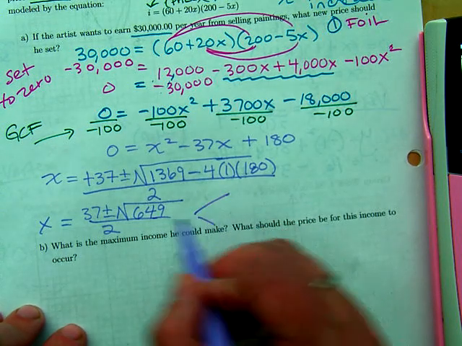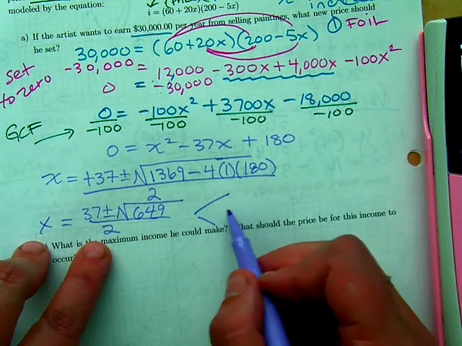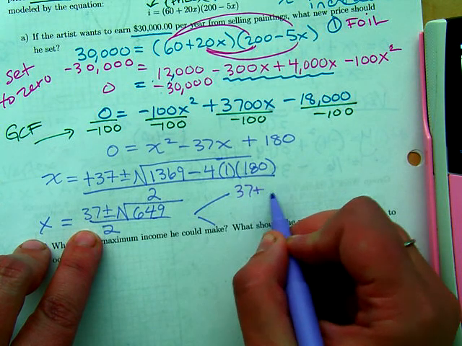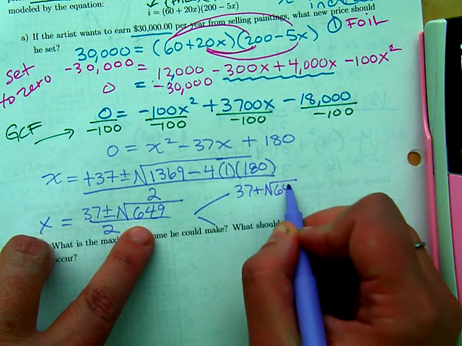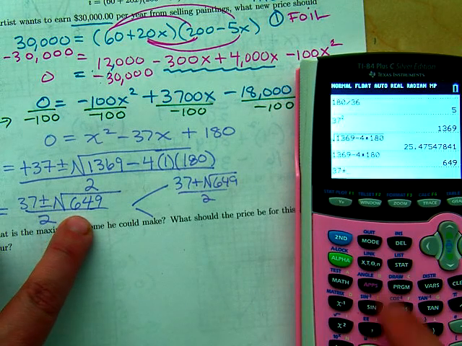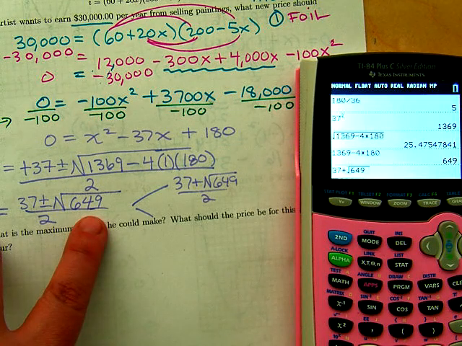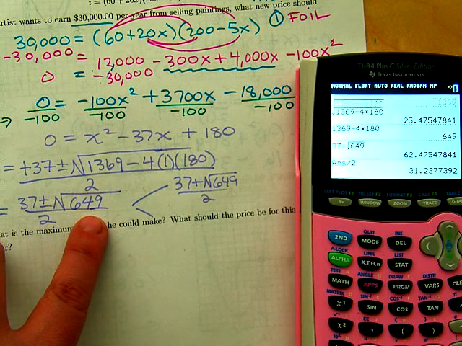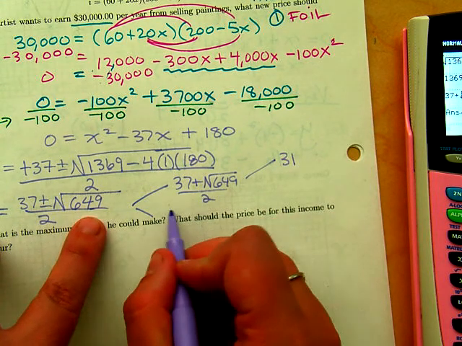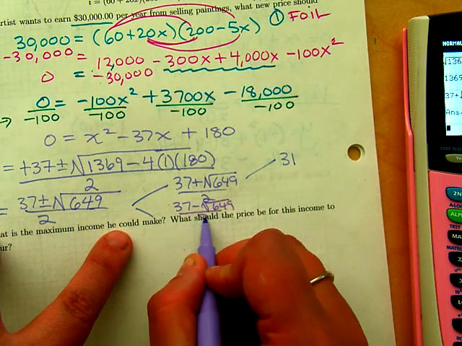So are we going to want the positive version of this, or the negative version? Well, actually, we better check both of them. So we're going to have to do 37 plus the square root of 649 over 2. So 37 plus the square root of 649, right? Are you with me? And then I'm dividing that by 2. So 31-ish, okay? 37 minus the square root of 649 divided by 2.